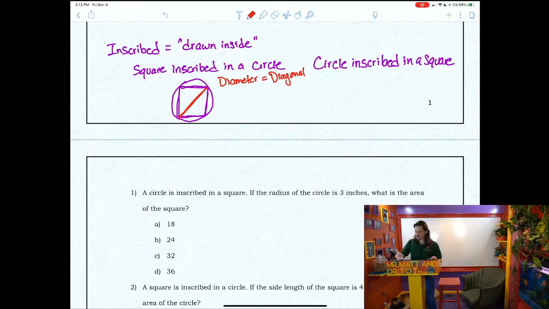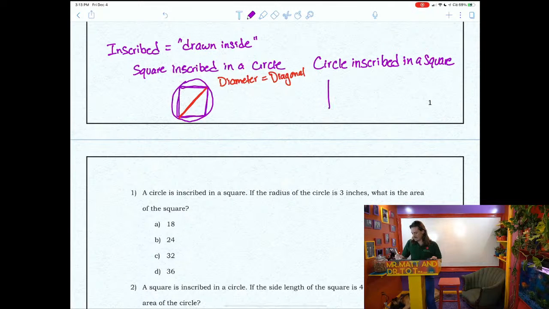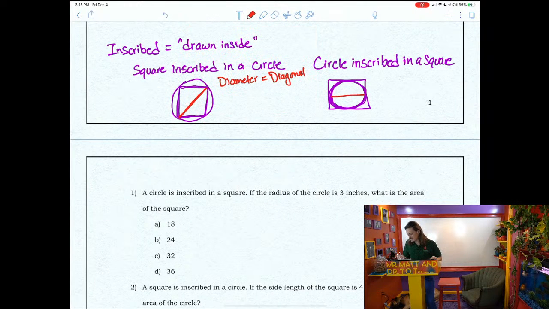Now for a circle inscribed in a square, now we're going to have a square on the outside and the circle is going to be on the inside. I want to try and make that so it touches exactly as much as possible. So the common characteristic here is the diameter is equal to the side length of the square.